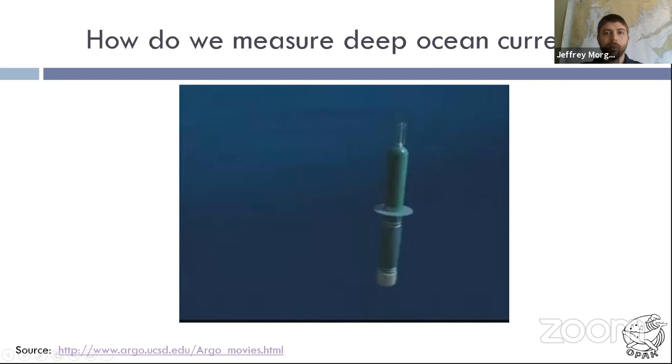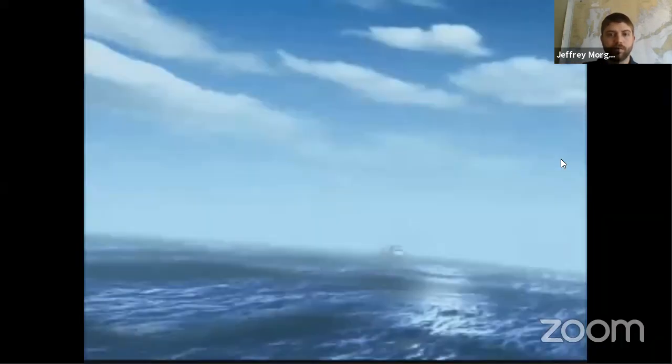So how do we measure these deep ocean currents? We talked about how we measure things at the surface by putting buoys in, but how do you get something to sink down and stay in the ocean? This is a short video clip from a program called the Argo Float Program, and it's going to show you how they measure the deep ocean currents.